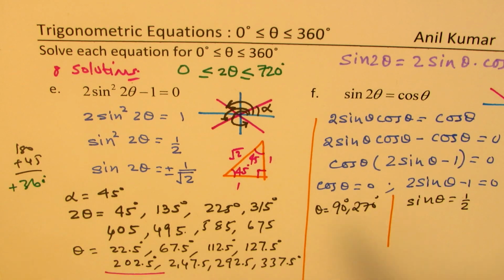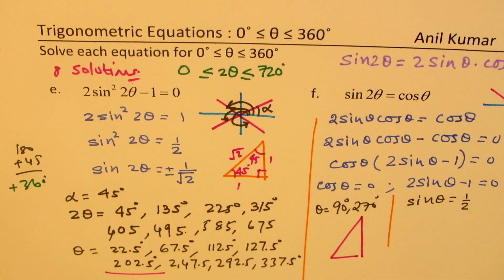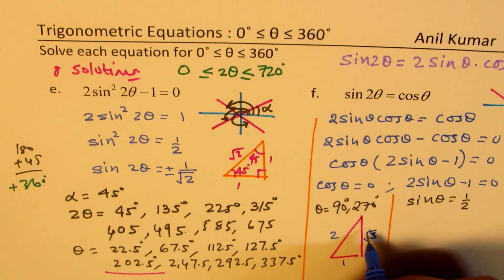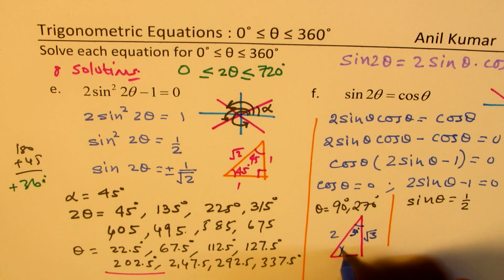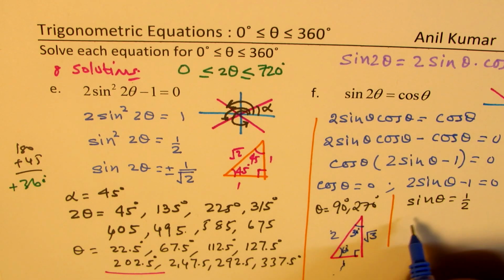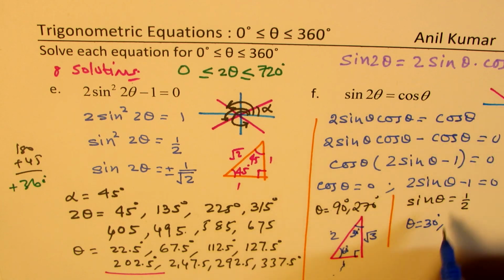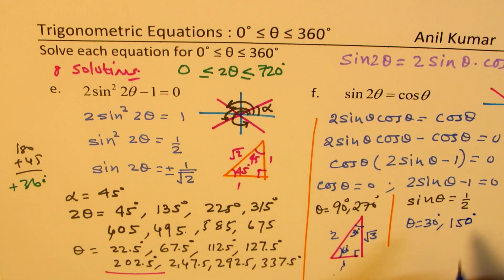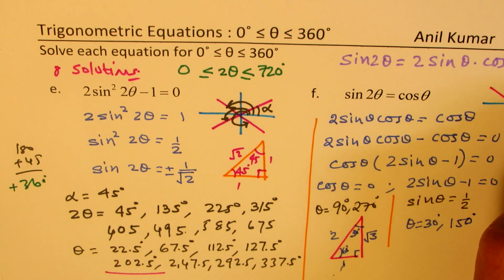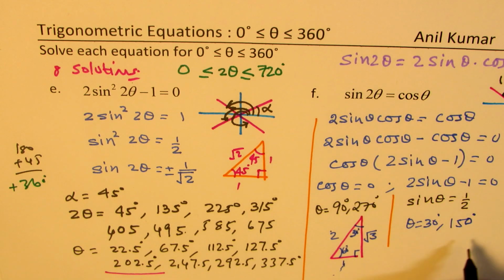And special triangle. Let's make one special triangle here for half. 30, 60, 90, right? So we get 1, 2, square root 3. It is 30 degrees, 60 degrees, and 90 degrees. Half, 1 over 2, right? So 30 degrees. So theta equals 30 degrees or 180 minus 30, which is 150 degrees. Perfect. So the two solutions are these, 30 degrees or 150 degrees.